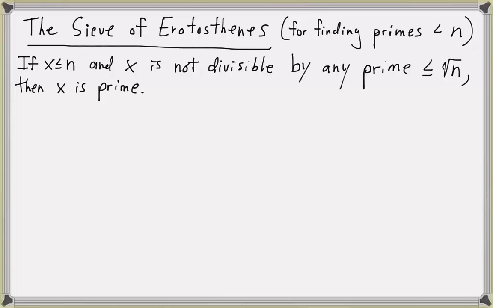Because the fact we mentioned earlier is that every integer n that is composite has a factor that's less than or equal to the square root of n. So if you can find a number that's not divisible by any prime less than or equal to the square root of n, it must be a prime number. So for a given n, we're going to eliminate from the list of all numbers from 2 through n all the multiples of prime numbers.